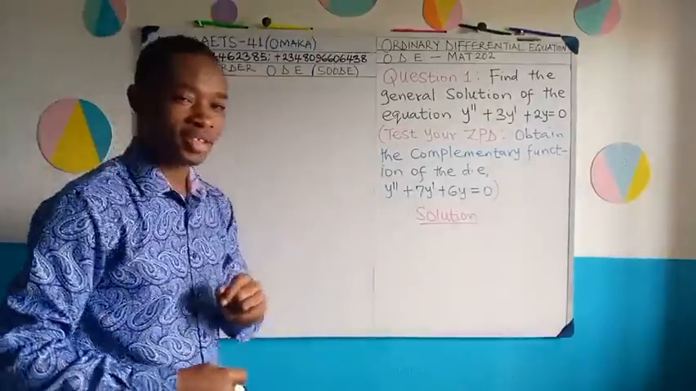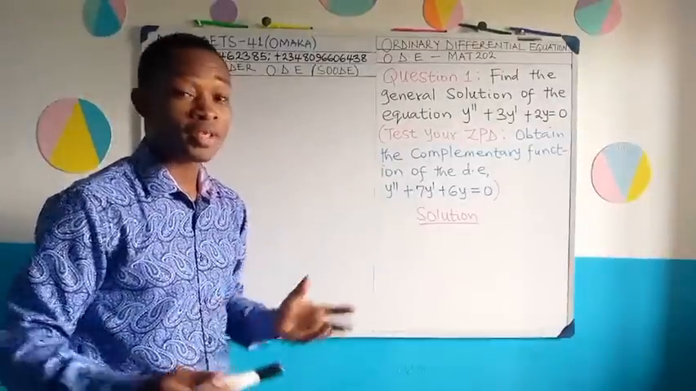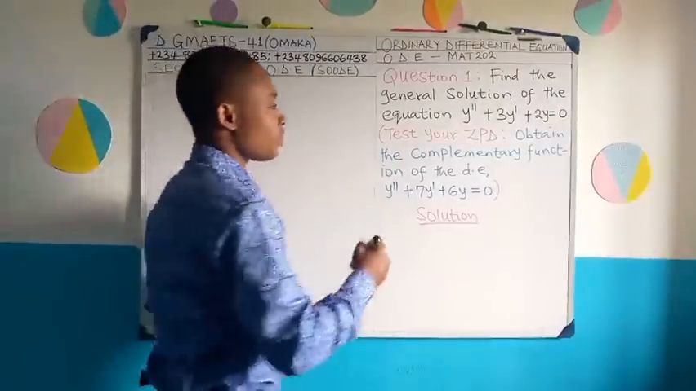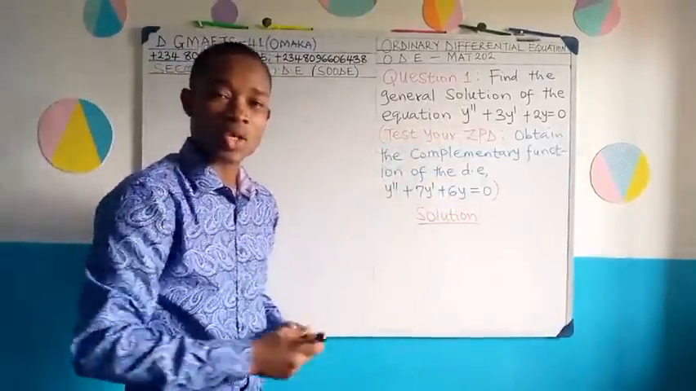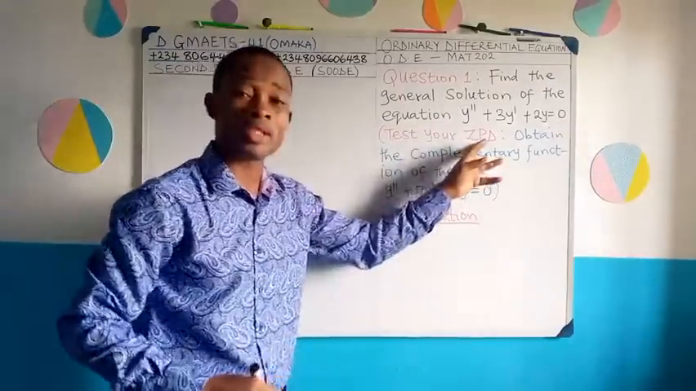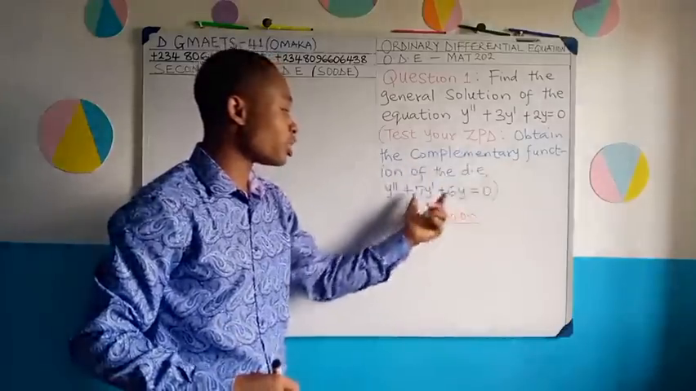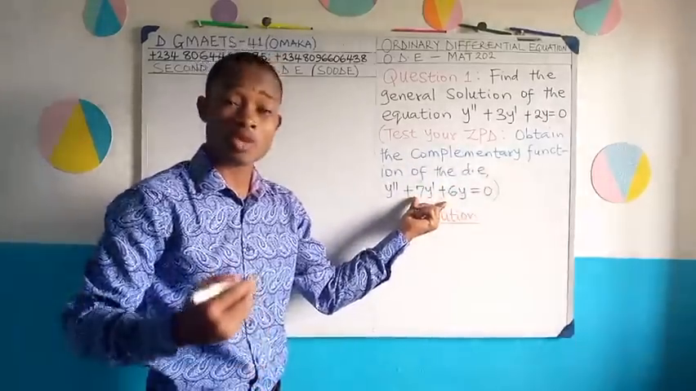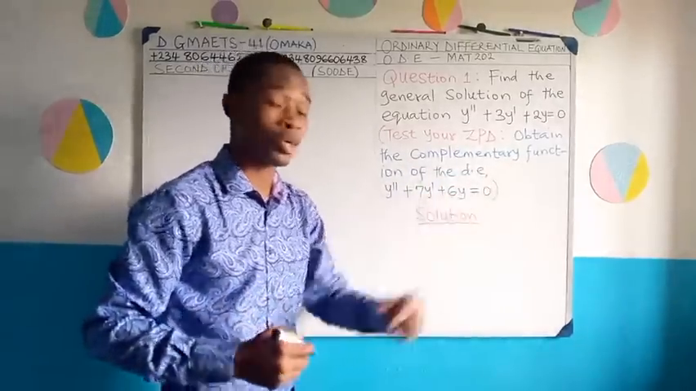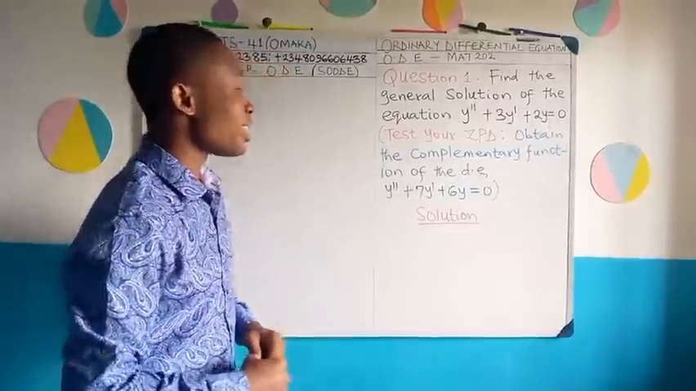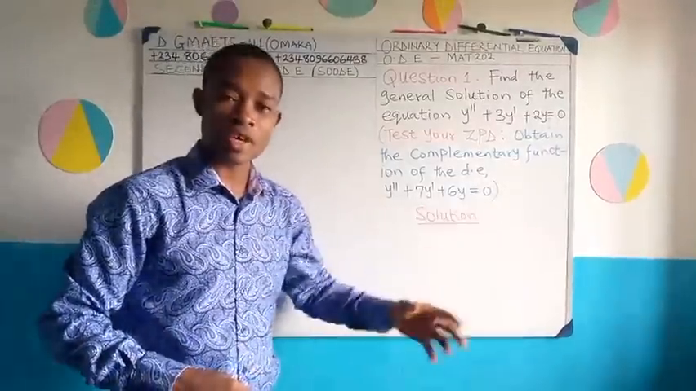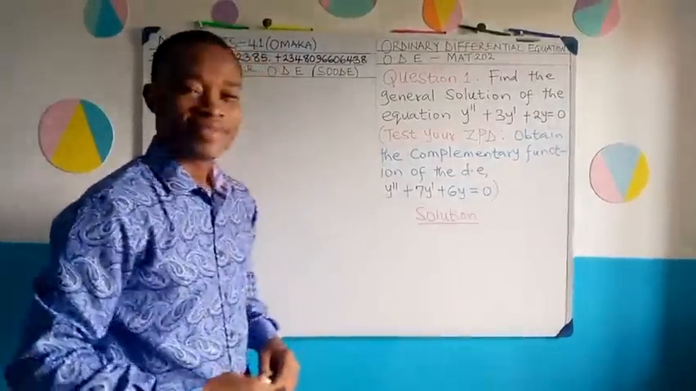Let's quickly digest this problem on the board. It's a simple one. How do we solve that? At the end of what you're going to see me do here, please test your zone of proximal development by obtaining the complementary function of the differential equation y prime prime plus 7y prime plus 6y equals 0. Remember, complementary function is also the same as getting the solution of a given homogeneous O.D.E.